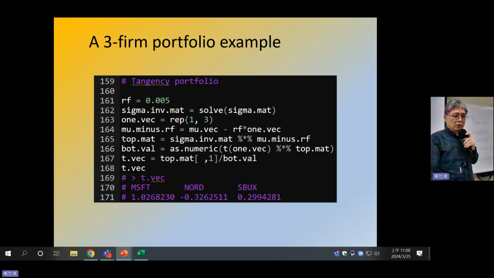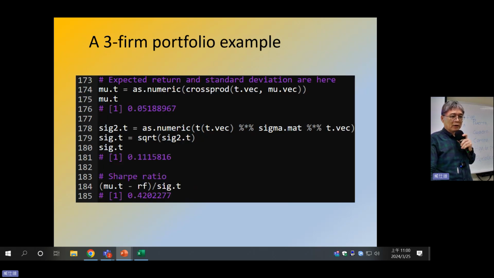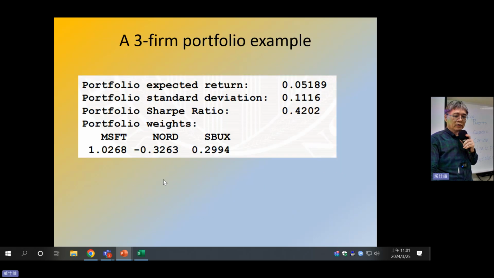So here is the coding. If you want to get the expected return, you can just use mu T. Okay, and I use gross product to get the result, and I can also use the formula to find the result. So expected return will be 0.051, and the standard deviation will be 0.1115. And finally, you can also calculate the Sharpe ratio. Sharpe ratio will be 0.4202. So you can verify here on this table, you will get the result.